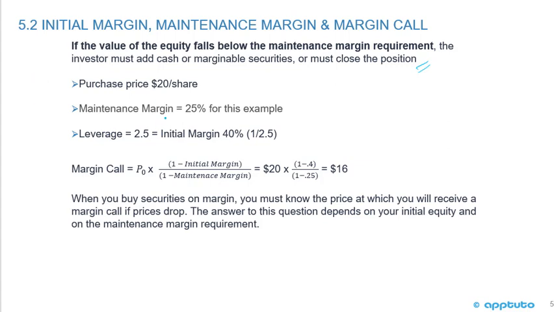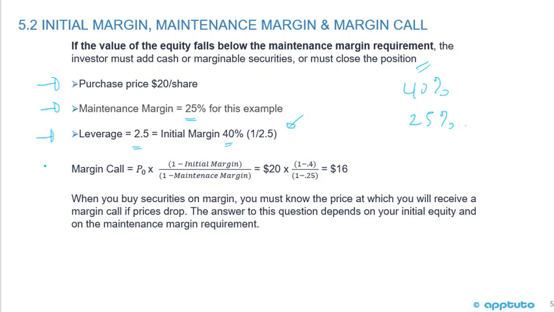So again, let's just look. The initial margin is 40%. The maintenance margin is always going to be a lower amount. In this case, we're looking at an example of 25%, okay? So let's go through this. The purchase price is $20. The maintenance margin is 25%. The leverage equals 2.5. So we saw how we calculate the initial margin: it's 40%, which is 1 divided by the 2.5.